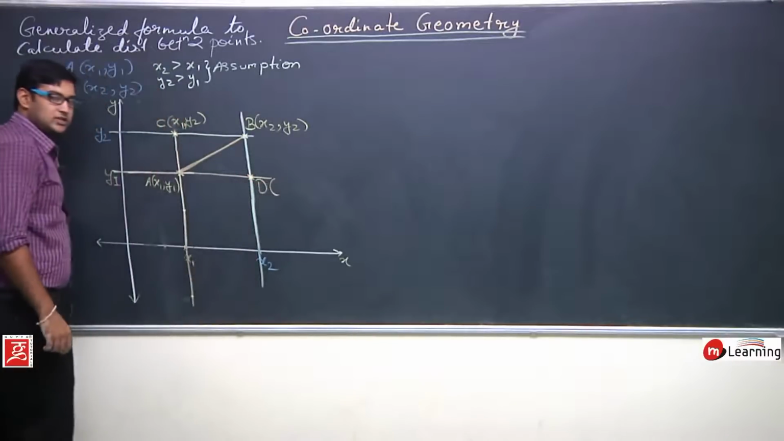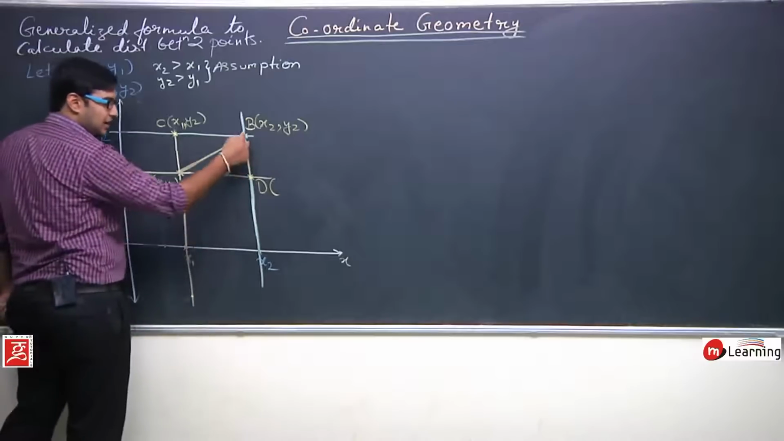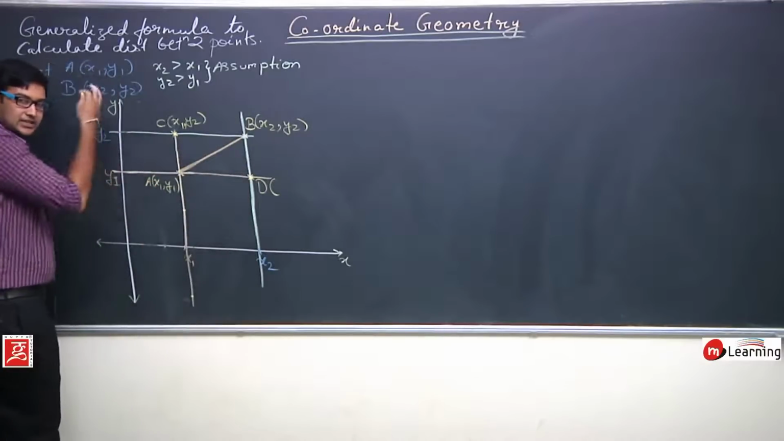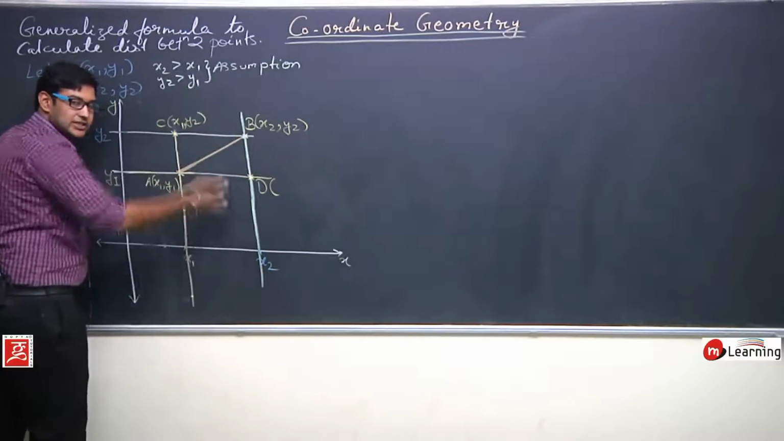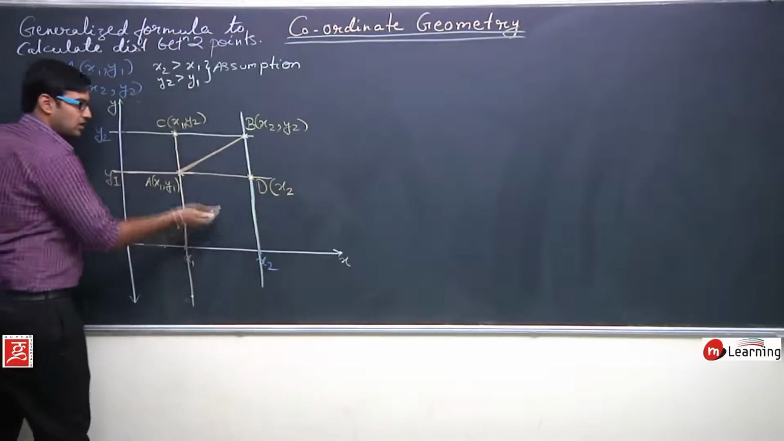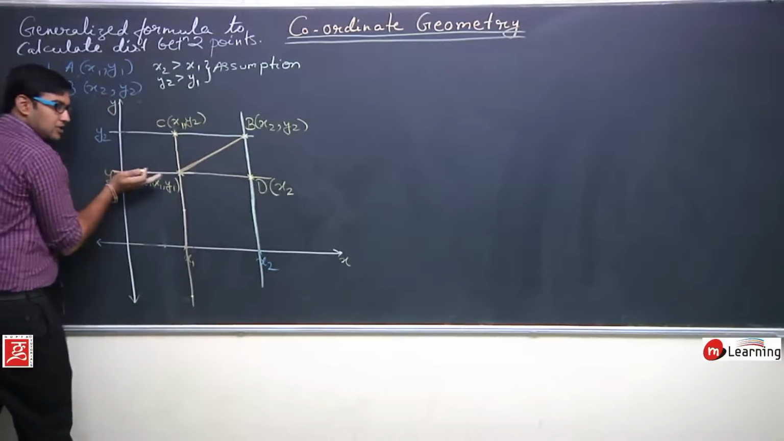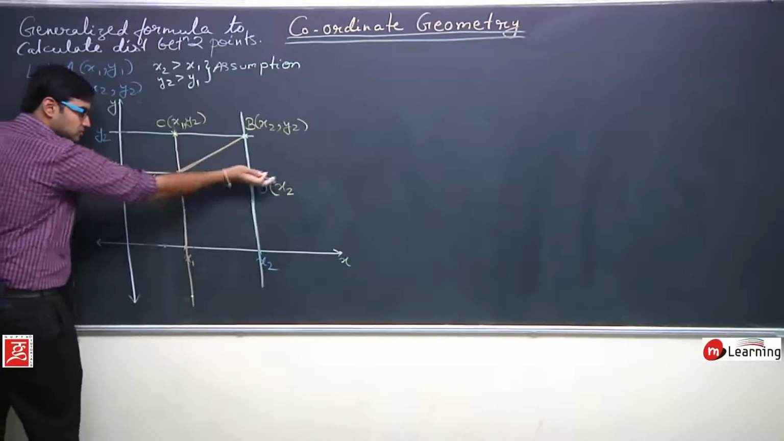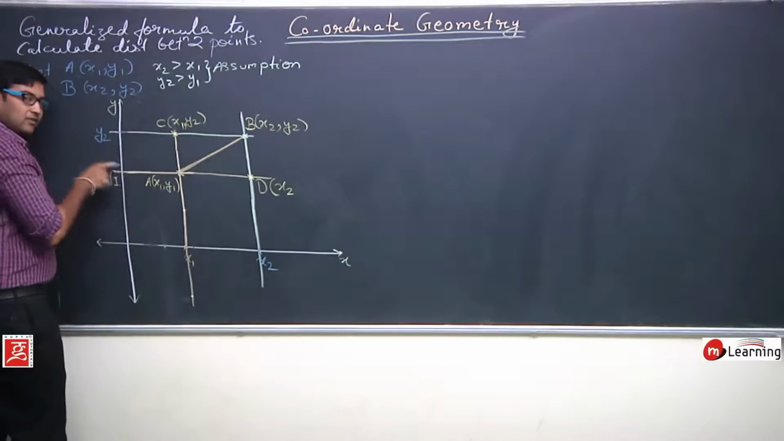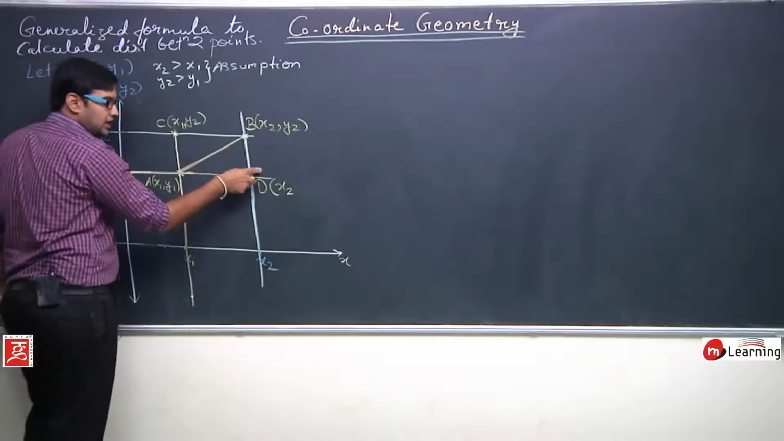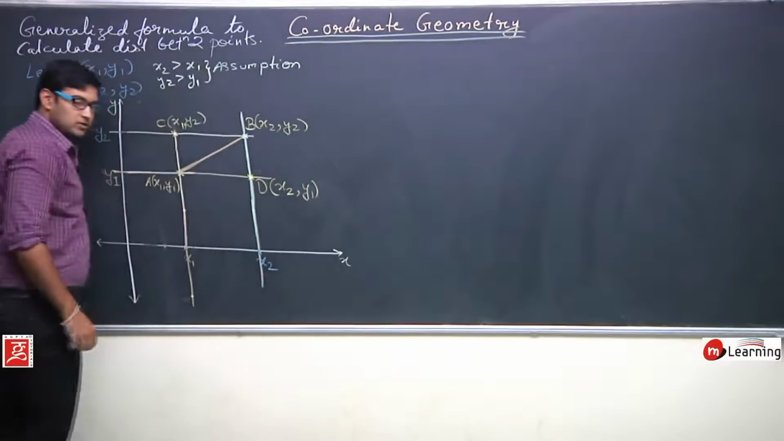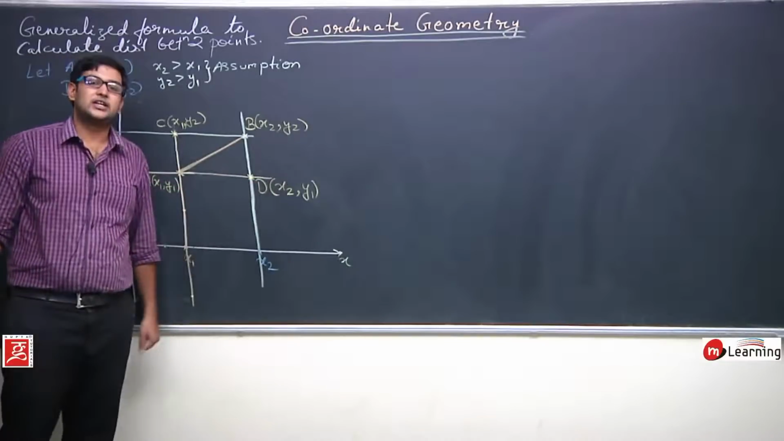नाउ व्हाट विल बी द कोऑर्डिनेट्स ऑफ D पॉइंट? D पॉइंट लाई कर रहा है इस परपेंडिकुलर पे एंड दिस परपेंडिकुलर इज पैरेलल टू y एक्सिस. इट मींस x कोऑर्डिनेट कांस्टेंट है. x कोऑर्डिनेट कितना होगा? x2. और D पॉइंट लाई कर रहा है इस परपेंडिकुलर पे, दिस वन. सो फॉर दिस परपेंडिकुलर द y कोऑर्डिनेट इज y1. सो द कोऑर्डिनेट्स ऑफ पॉइंट D इज x2, y1. So this is the coordinates of point D.